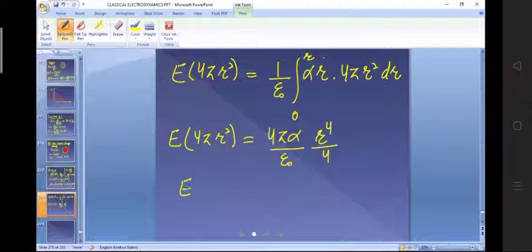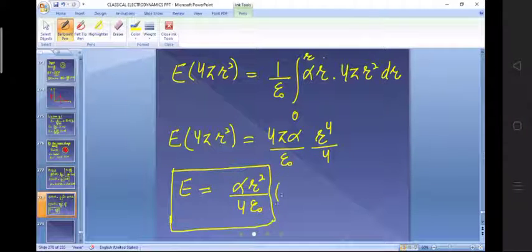So the electrostatic field will be simply equal to this. It will be alpha into r square divided by 4 epsilon naught. This is the answer to the problem: alpha r square divided by 4 epsilon naught. So this is the electrostatic field inside, which is directly proportional to r square. This is true when small r is less than capital R.